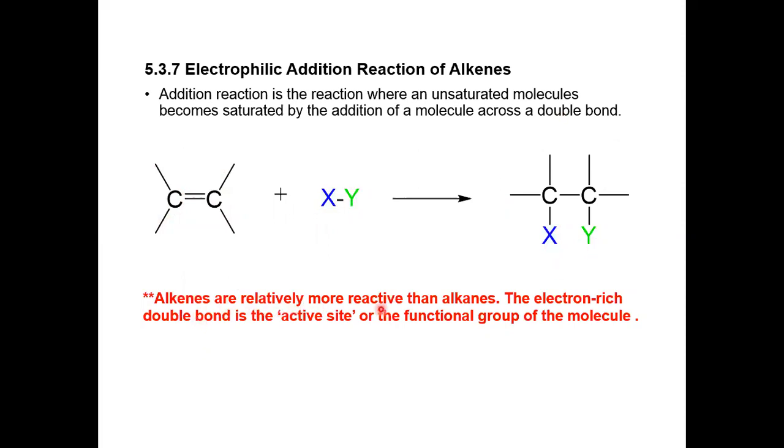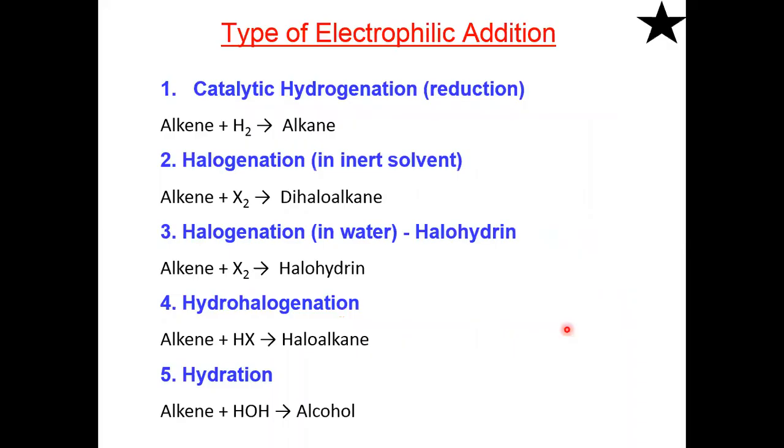So you will get an alkane with X and Y in its structure. Alkenes are relatively more reactive than alkanes. The electron-rich double bond is the active site or the functional group of the molecule. Okay, these are the types of electrophilic addition of your alkene. So we covered 5 reactions on the electrophilic addition.